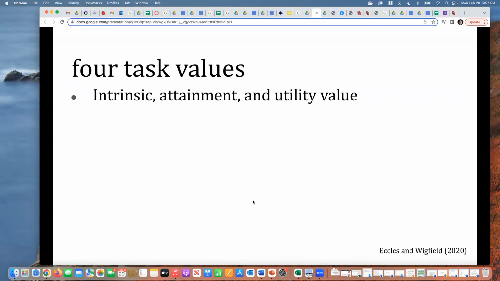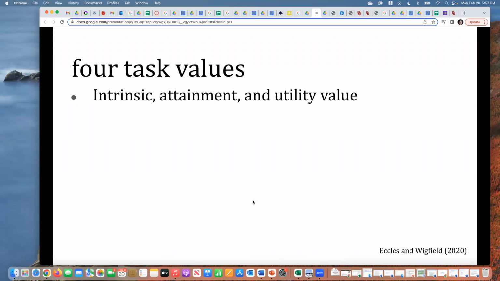When we talk about intrinsic value, that is very closely related to another construct we've talked a little bit about so far in this class, and that's intrinsic motivation. Intrinsic value refers to how much inherent enjoyment a student associates with a given academic task. So if a student really inherently enjoys engaging in that task, they're probably going to strongly endorse or have high levels of intrinsic value.